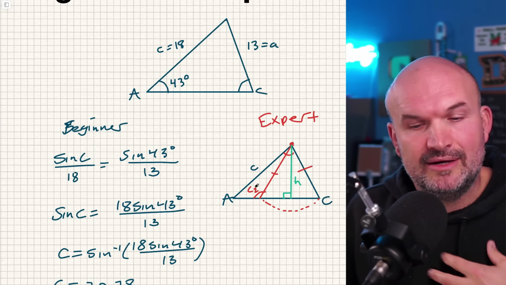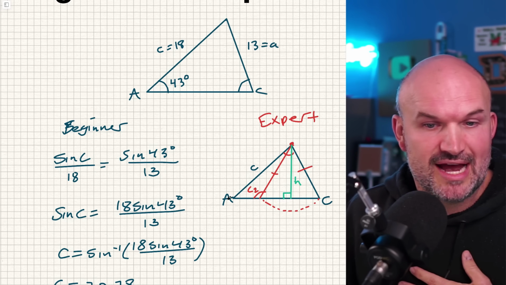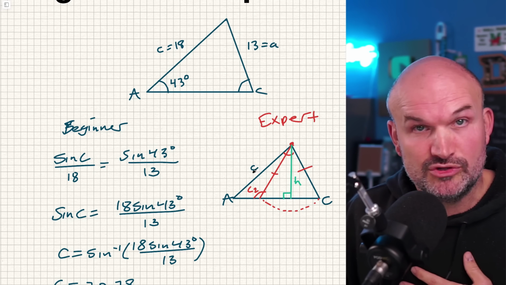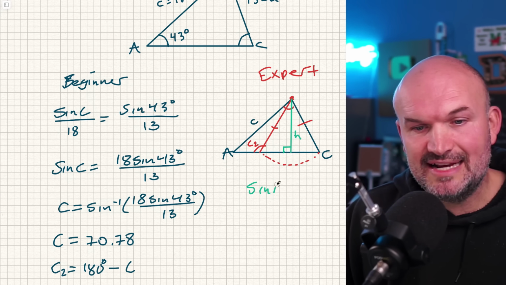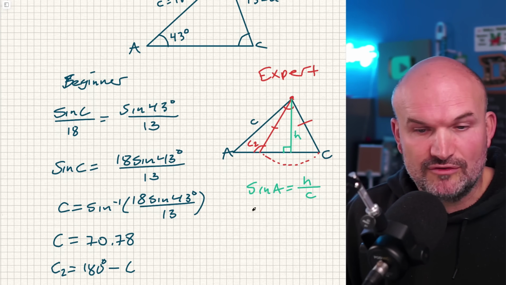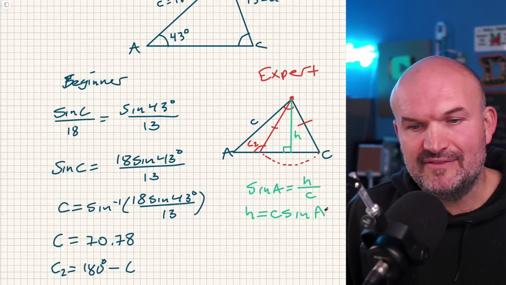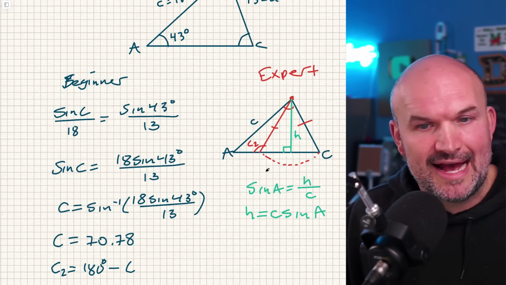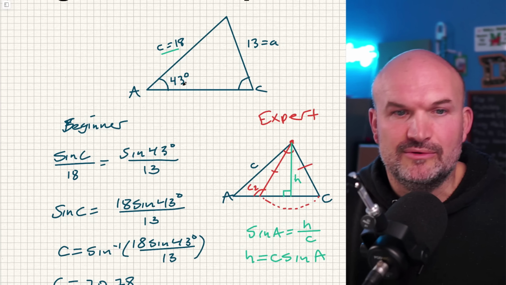And I can create a ratio here of the right triangle with H using my trigonometric functions. I have an angle, I have the hypotenuse, which would be C, and I have my opposite side. So I can say that the sine of A is equal to H over C. And if I want to solve for H, I can say H is equal to C times the sine of A.